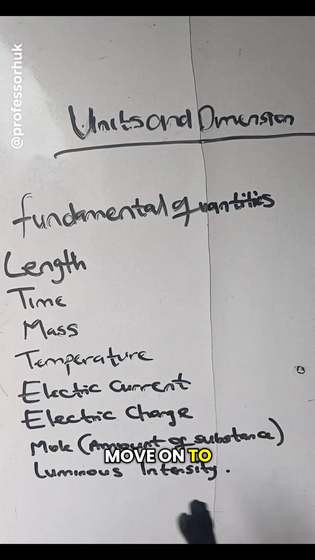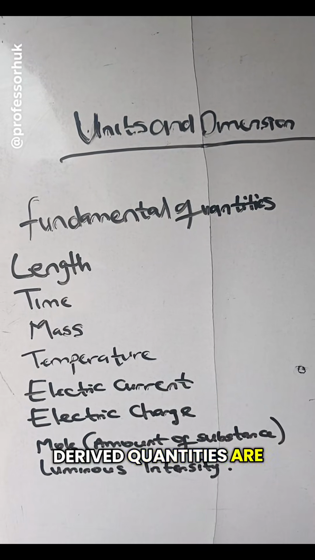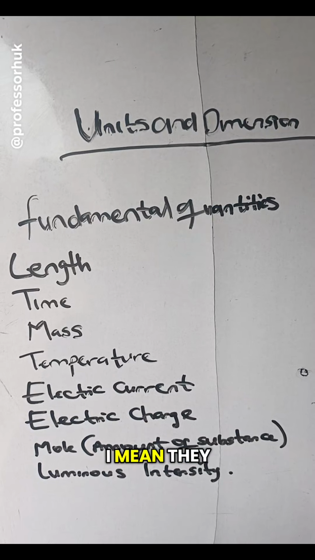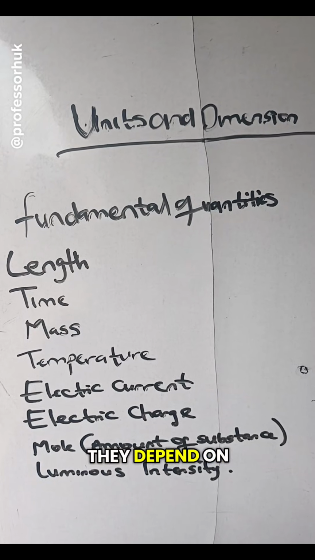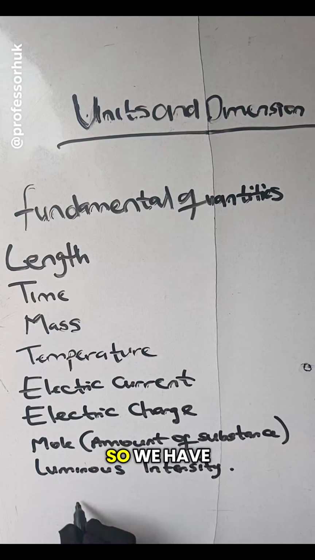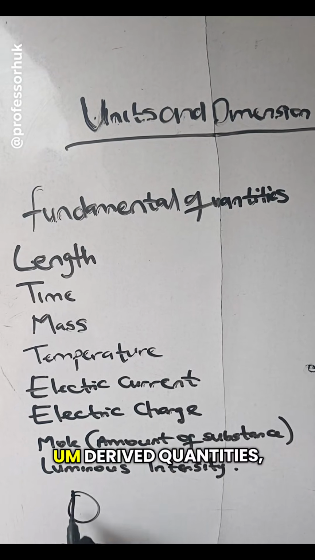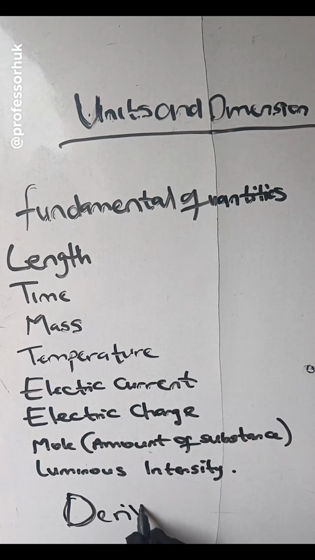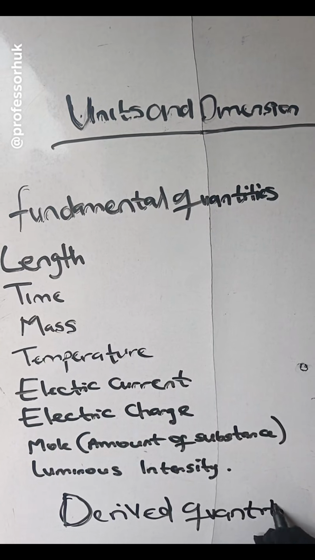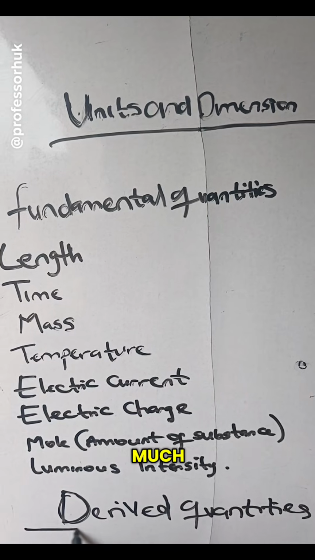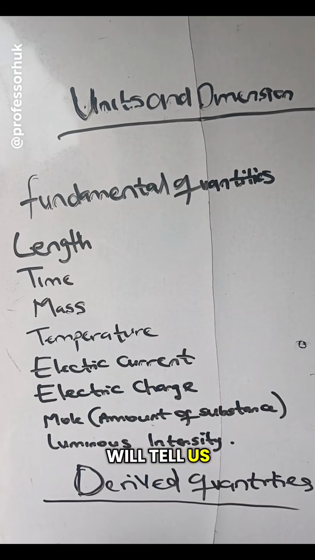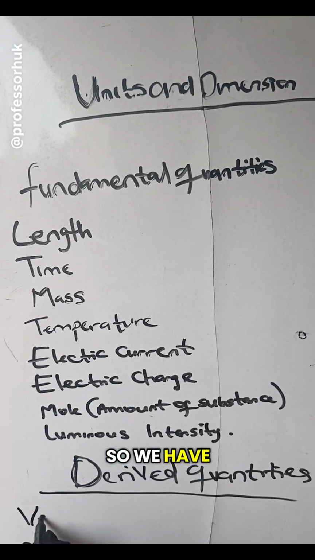Now we move on to derived quantities. Derived quantities are quantities that we get by combining two or more quantities together. I mean, they depend on other quantities before they can come as a quantity. Derived quantities are so many that we can't write everything. I'm just going to write out some and I will tell us how we derived them. So we have the velocity.